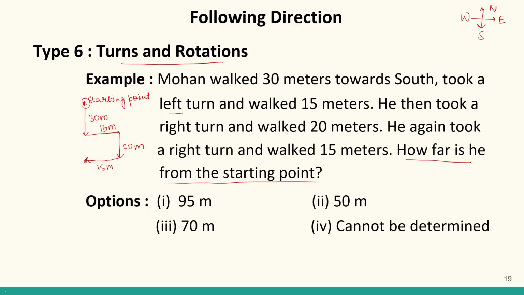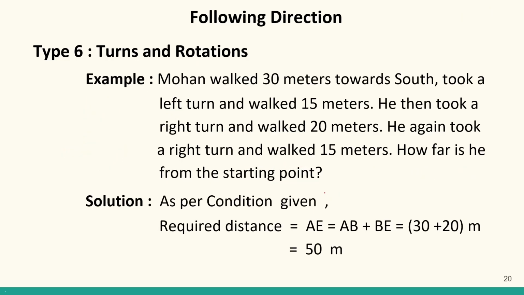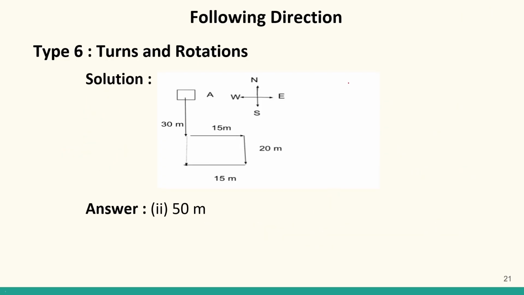Now we have to find out how far he is from the starting point. So this was your starting point. This distance will be equal to this distance, which is 20 meter. So from the starting point, his total distance will be 30 plus 20, which is 50 meter. Even if you get something like this, how far is he from the starting point? We have to find the shortest distance. So the shortest distance will be 50 meter, which is option number 2. So option number 2 will be your correct answer, and you can see the solution over here.